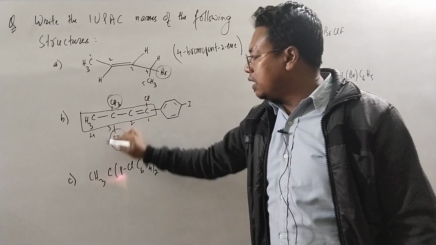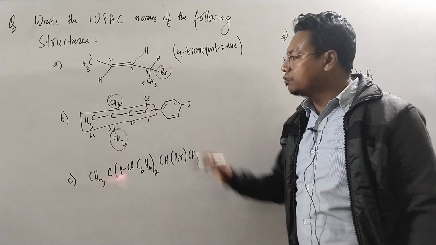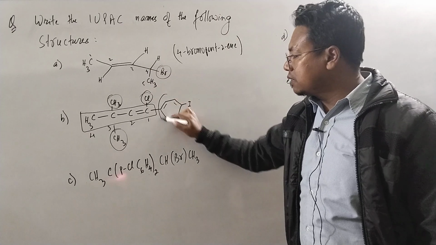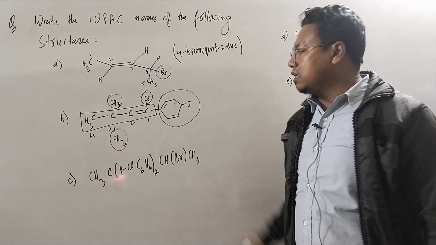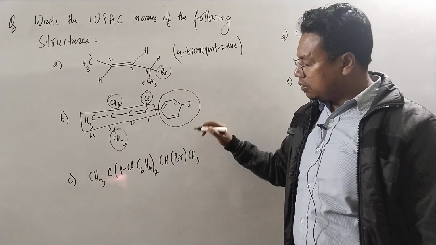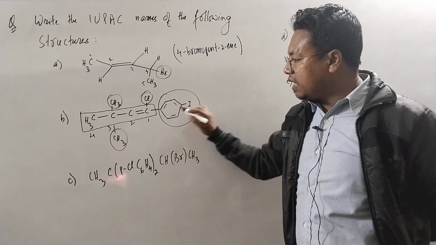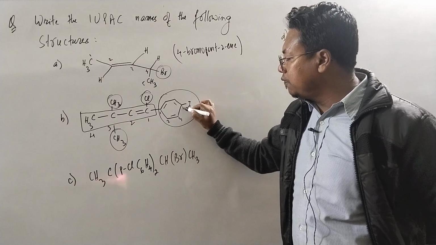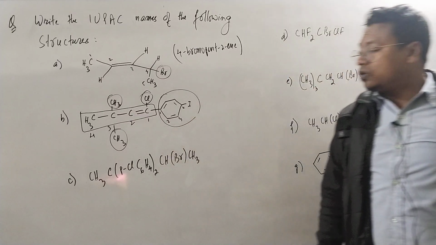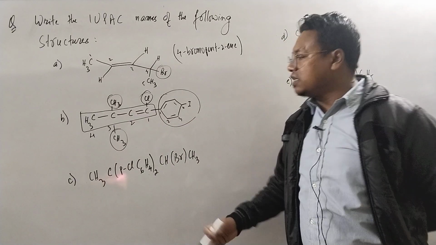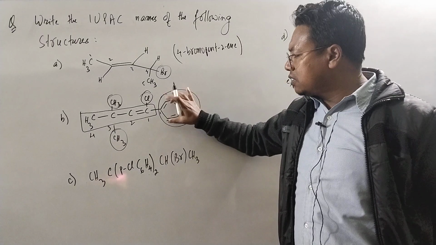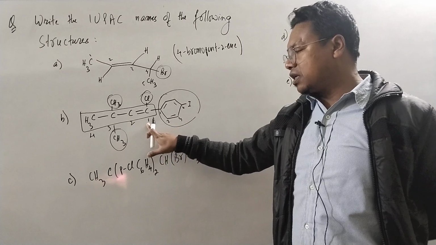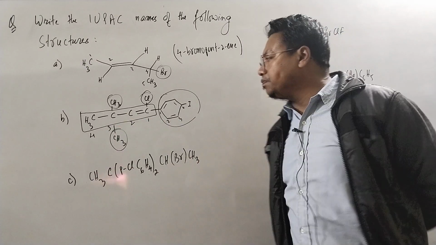Two methyl groups are here as side chain. Chlorine is there, and this is iodophenyl, but iodine is attached to the 4th carbon atom of the side chain. And this complex substituent is attached to the first carbon atom of the main chain.